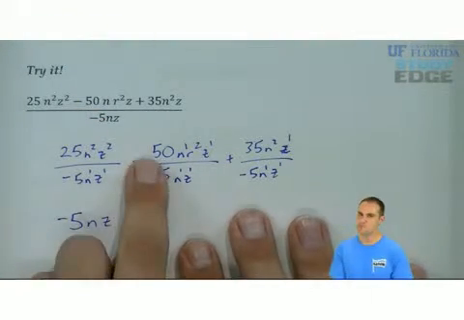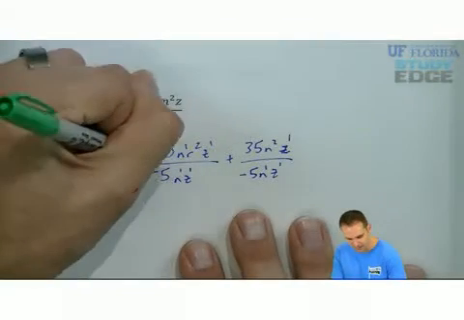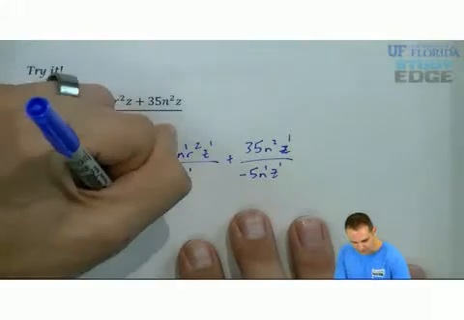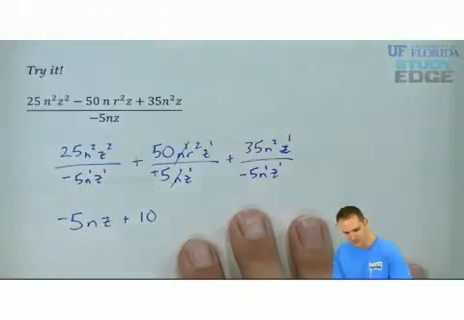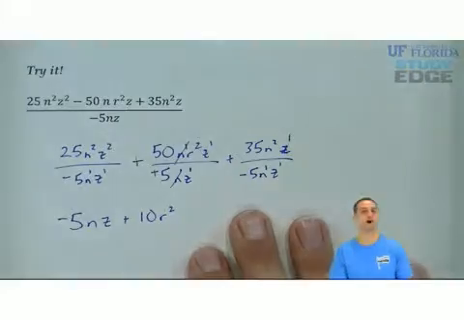Next, be careful here. This is like a negative over negative. Remember, a negative over a negative will become positive, meaning 50 over 5 will give you just 10. 1 minus 1, that's simplified. R squared, there's nothing to actually simplify it with, so leave it as r squared.